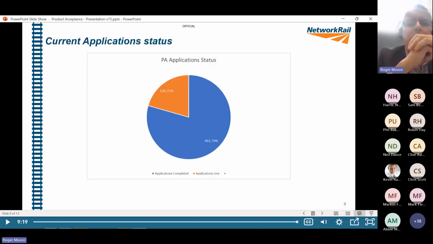And this gives you an idea of the number of applications that we've received in the last year and where they are. We receive somewhere in the region of between 500 and 600 applications a year. And currently, 79% of those have been concluded and 21% are still live. They're usually live because we're still awaiting a response to technical requirements, or there's a lot of evidence that needs to be assessed by our engineers.